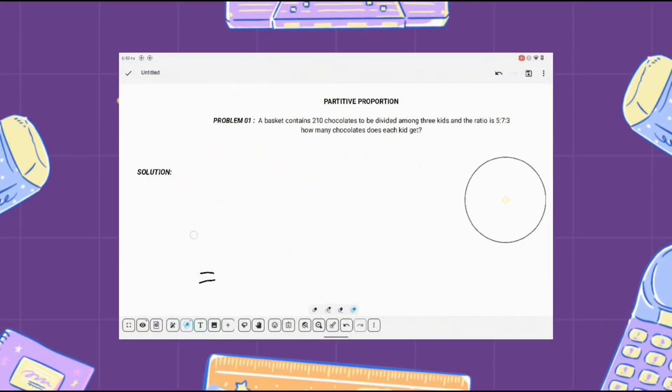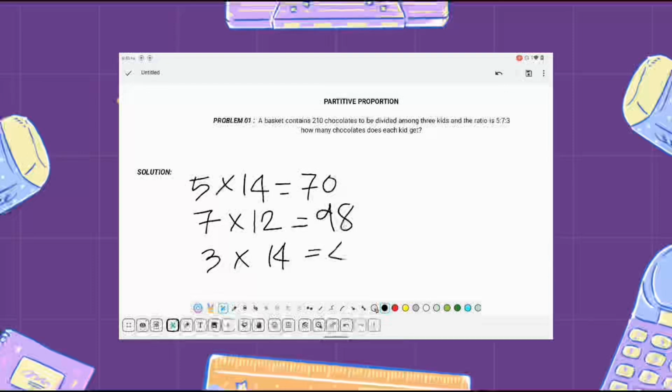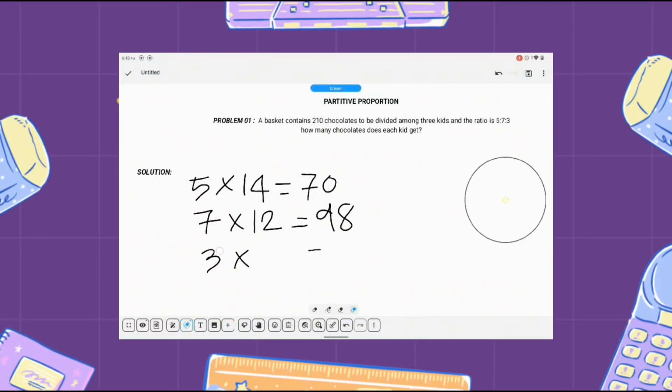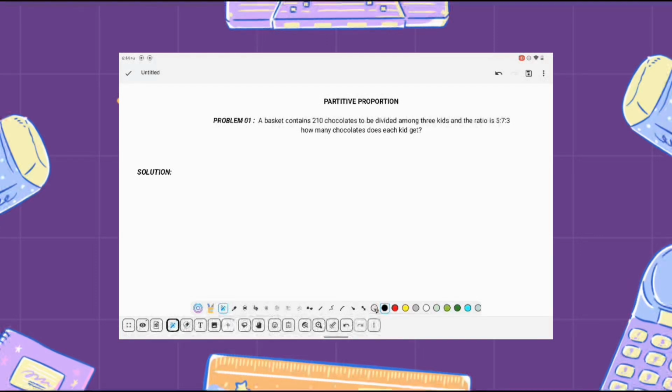Now, we multiply the number of chocolates per part by the number of parts for each kid. The first kid gets 5 parts, so 5 times 14 equals 70 chocolates. The second kid gets 7 parts, so 7 times 14 equals 98 chocolates. The third kid gets 3 parts, so 3 times 14 equals 42 chocolates. So, the first kid gets 70 chocolates, the second gets 98, and the third gets 42.